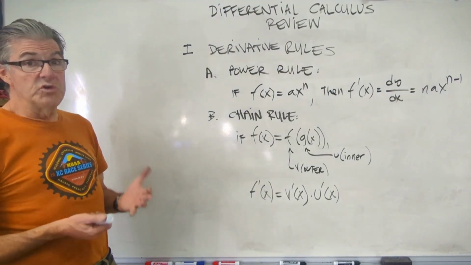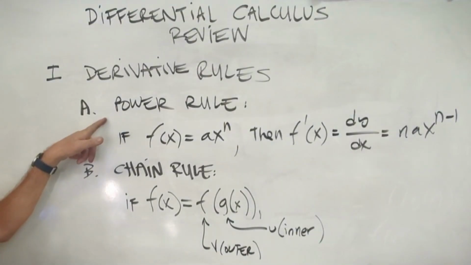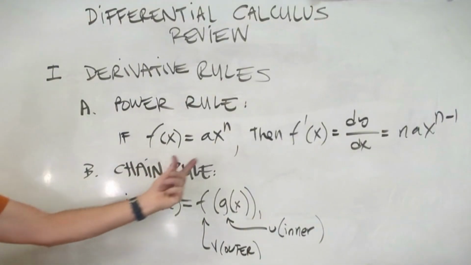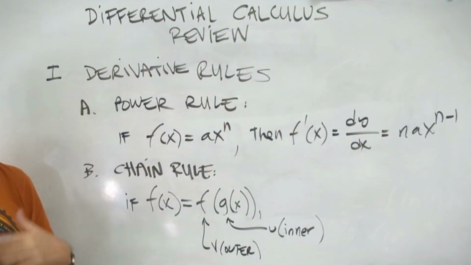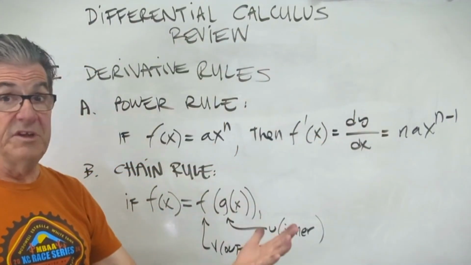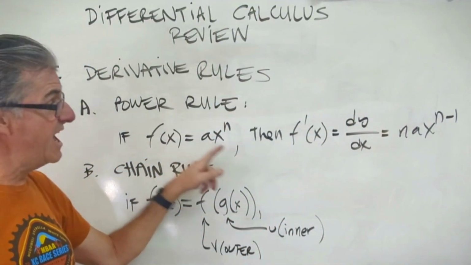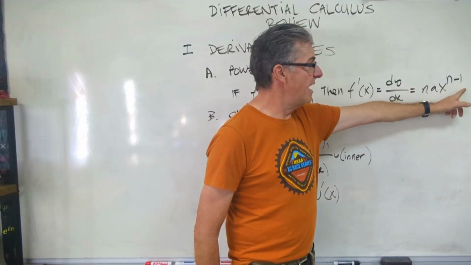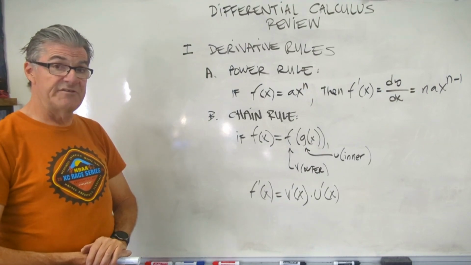We had a bunch of rules for finding derivatives, so let's review those. First, we had our power rule. This is what allows us to take a term in a polynomial, like ax to the n power, and find its derivative. We use this notation dy dx. What we're really going to do is take the power, multiply it by the coefficient, that's the a, and then reduce the power by 1. So that is our power rule for taking a derivative.